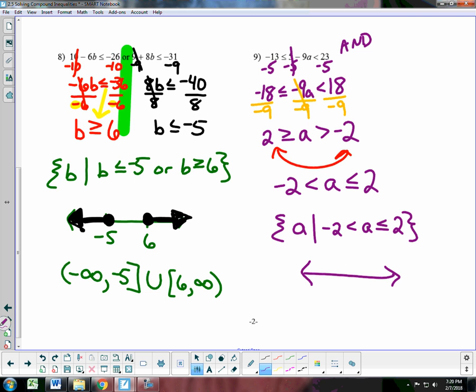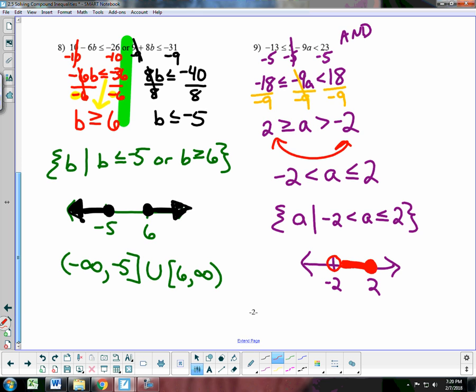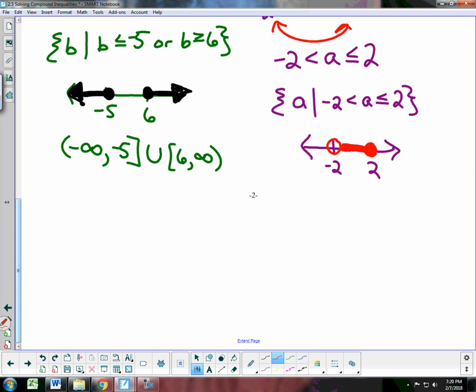Graphing, negative 2 on the left, positive 2 on the right, and we'll do open circle on the negative 2, closed circle on the positive 2. Shade everything in between. Open circle for a less than, closed circle for a less than or equal to. And now, interval notation. We go from negative 2 to positive 2, parenthesis on the negative 2, square bracket on the positive 2.